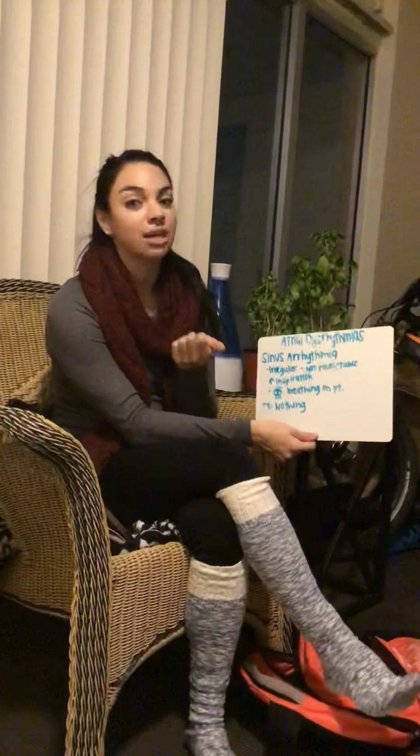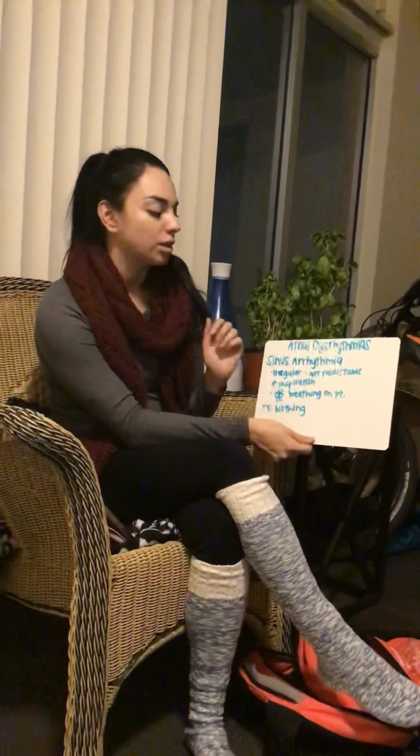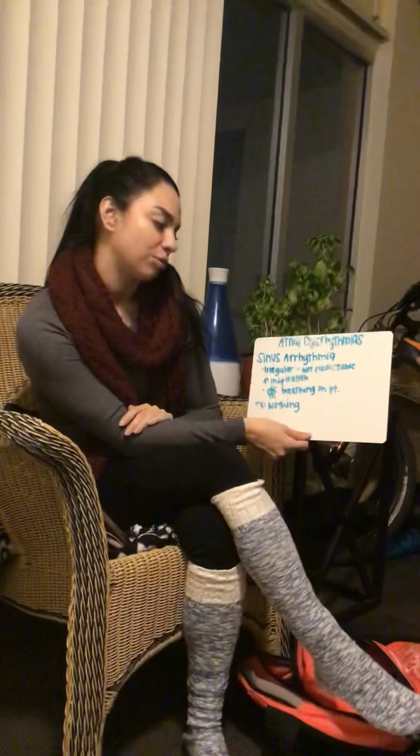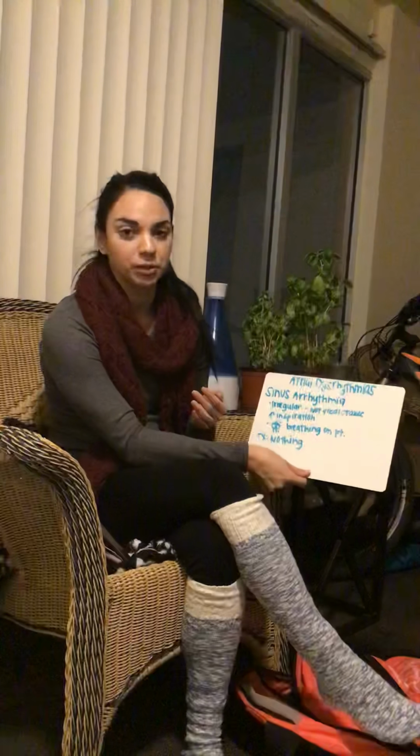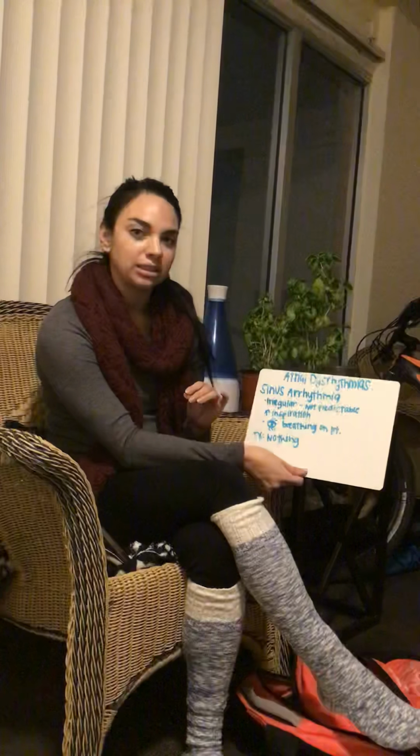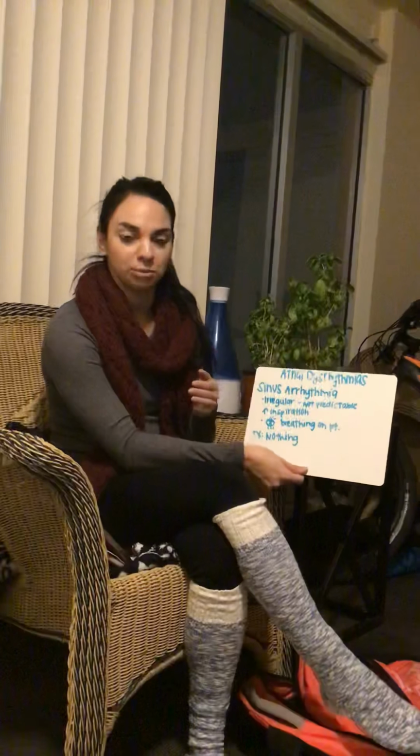Today we're going to be looking at 7 atrial dysrhythmias. So I'm going to go ahead and begin with a sinus arrhythmia. And so this is typically irregular because it's not predictable. And the biggest thing to know with this is that it occurs with inspiration, expiration.